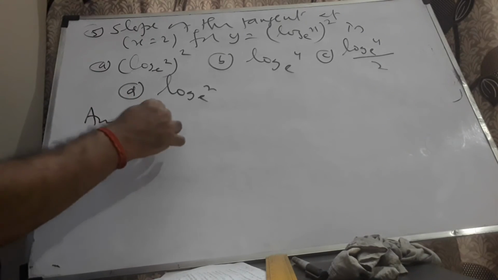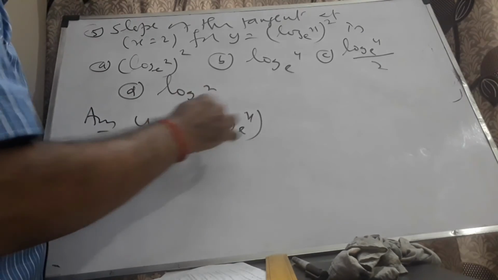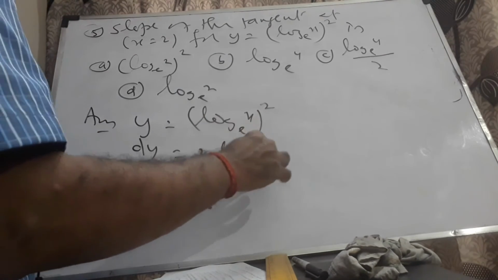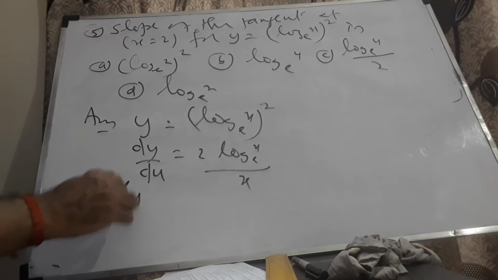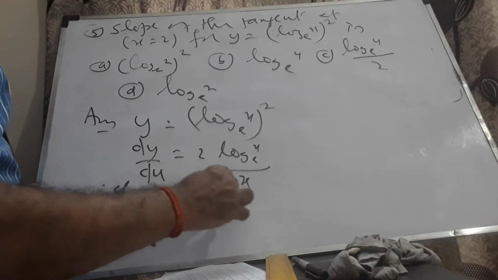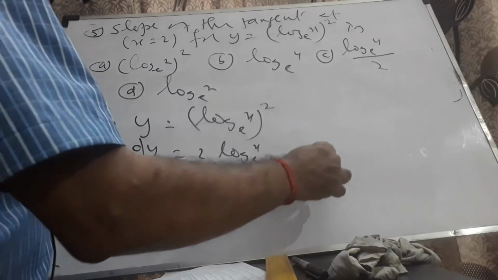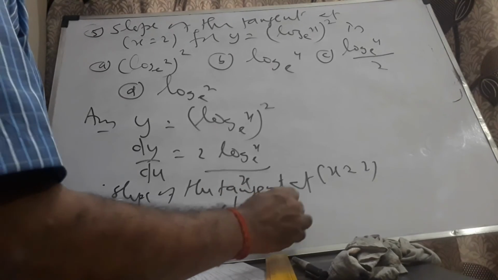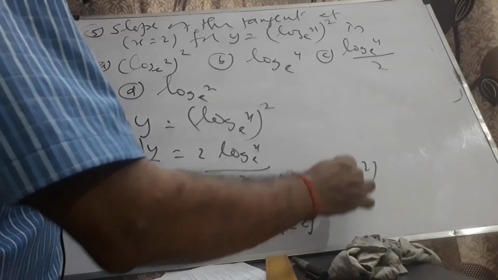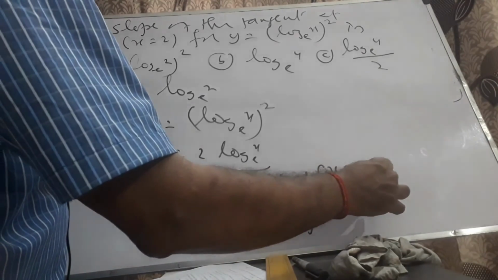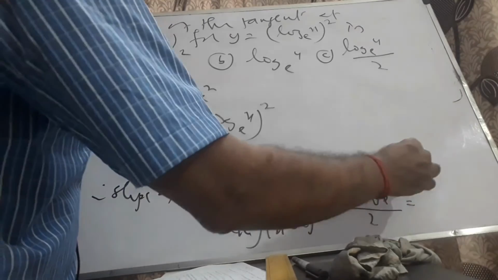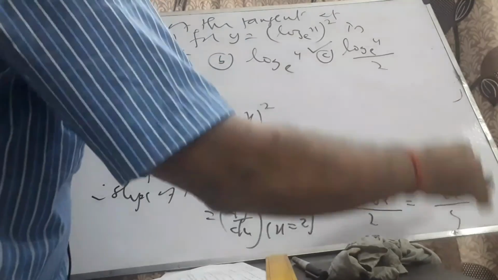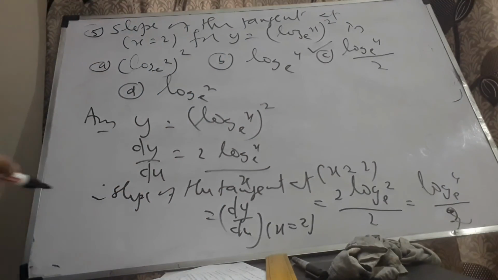Now the answer. y is log x to the base e the whole square. Now dy by dx happens to be 2 log x to the base e whole by x. Therefore slope of the tangent at x equal to 2 is dy by dx at x equal to 2, which is 2 log 2 to the base e whole by 2, which is log 4 to the base e whole by 2. Our answer is C.